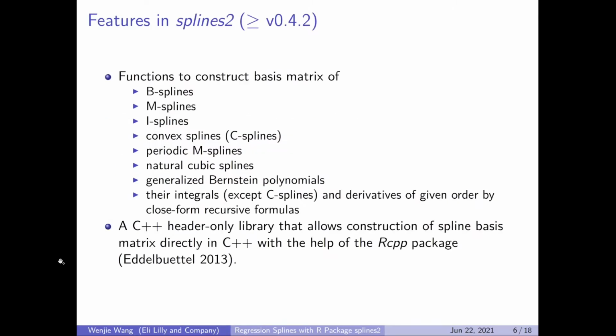The splines2 package provides main functions to construct basis matrices of b-spline, m-spline, i-spline, convex spline named c-spline, periodic m-spline, natural cubic splines, generalized Bernstein polynomials, and their integrals and derivatives of given order by using closed form recursive formulas. In addition, the package includes a C++ header-only library that allows construction of those spline basis matrices directly in C++ with the help of the Rcpp package.